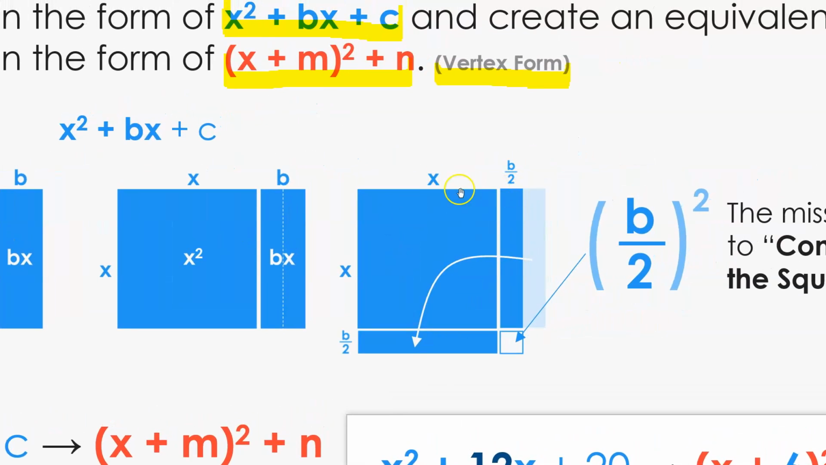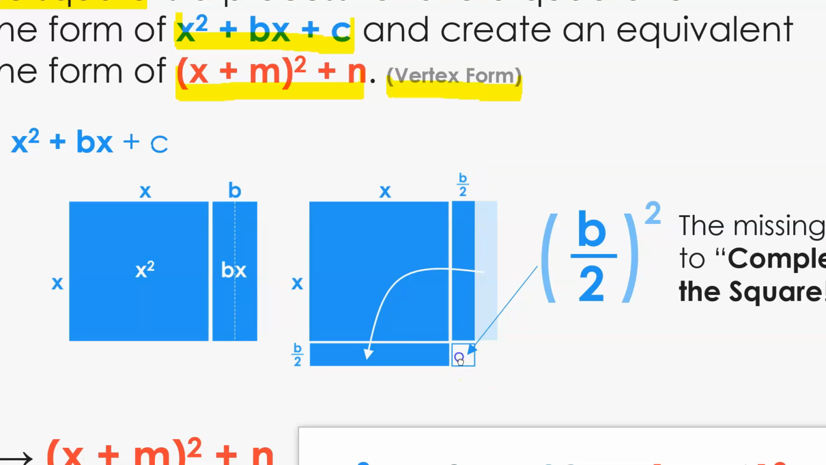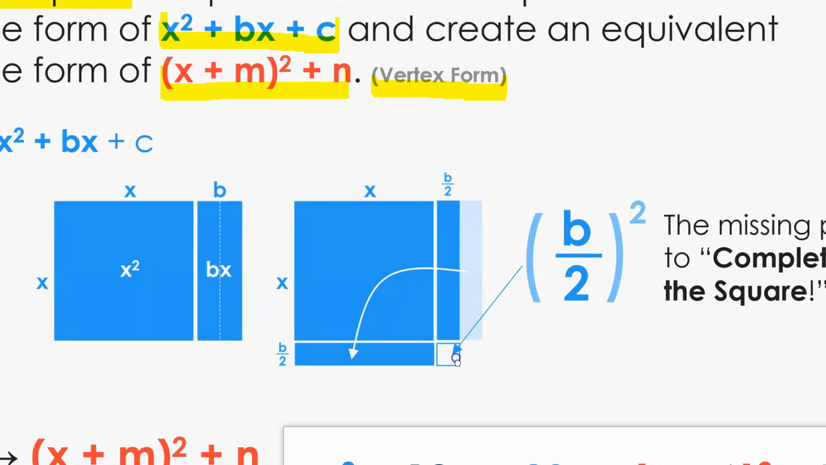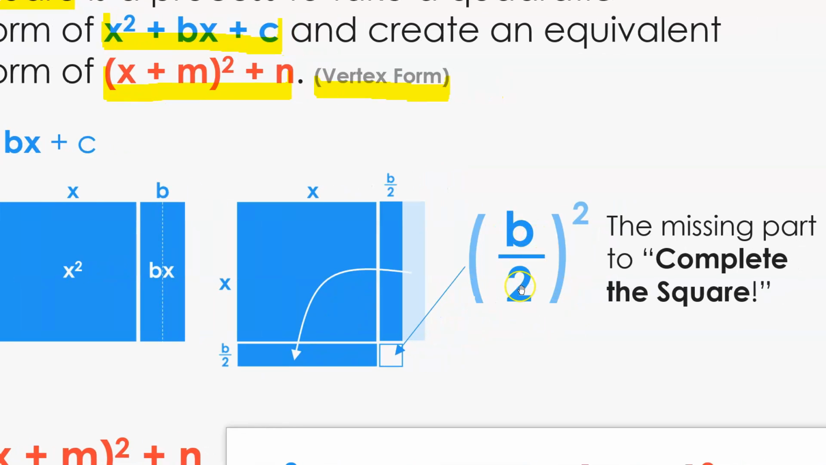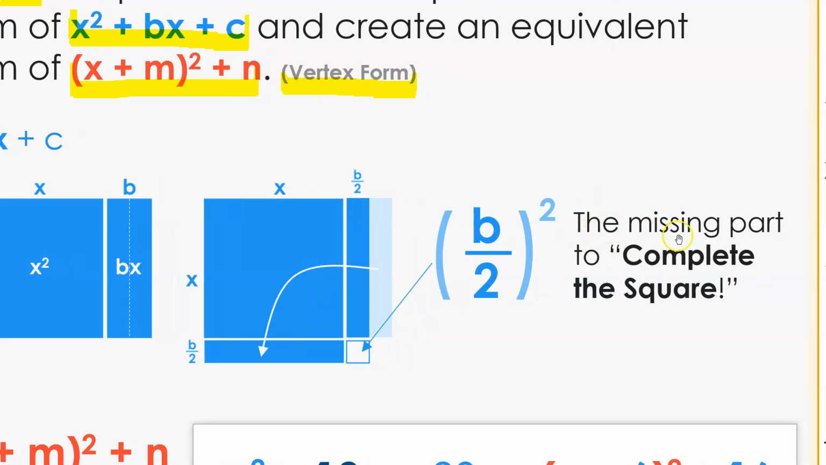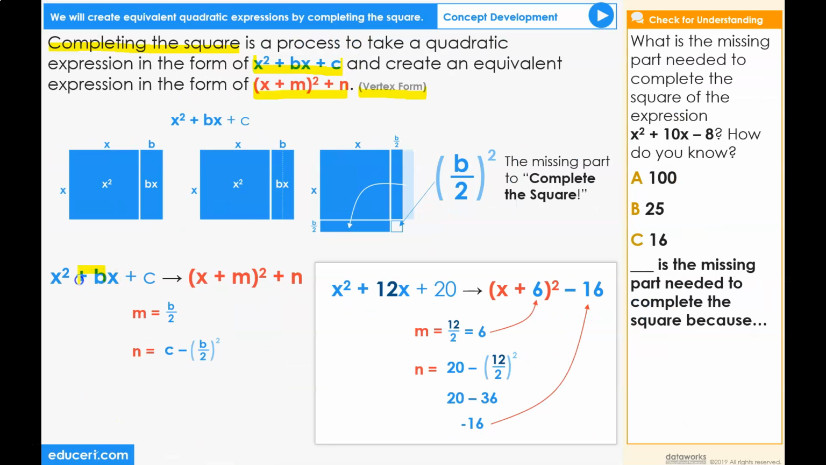Now this is almost like a square, except we are missing this final little bit right here to complete the square. If our smaller rectangles are both b over 2 and b over 2, then we know that the area of this small missing square is b over 2 times b over 2, or b over 2 squared. So that is the missing part to complete the square. If we know the coefficient of x value, we can use that to give us the information we need to complete the square.